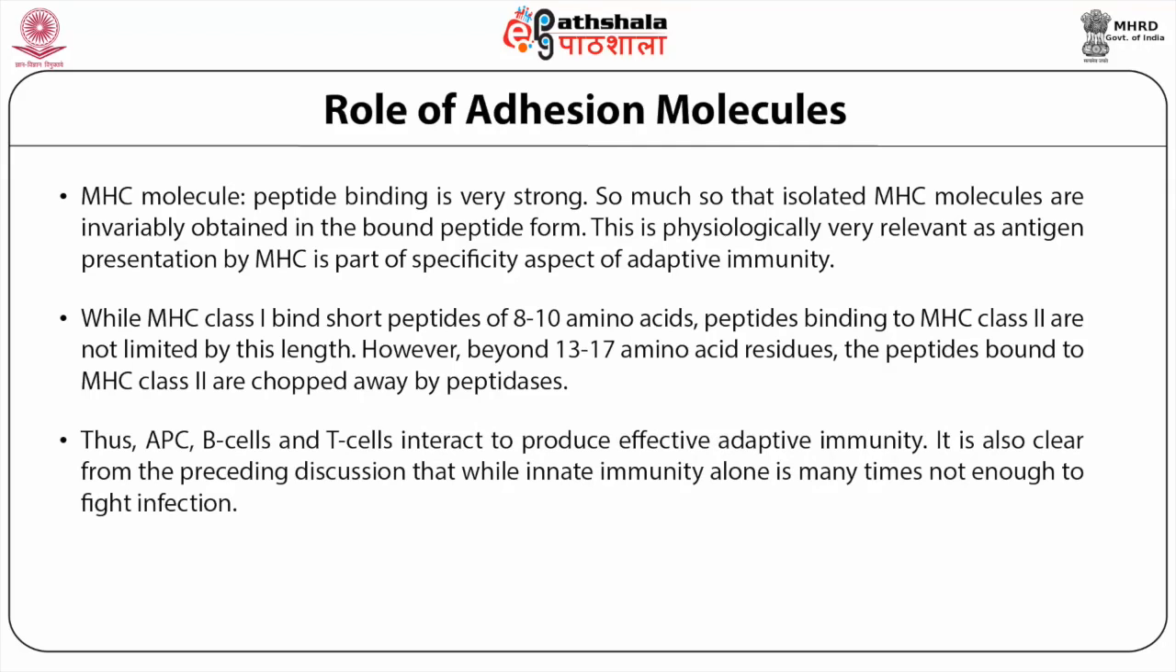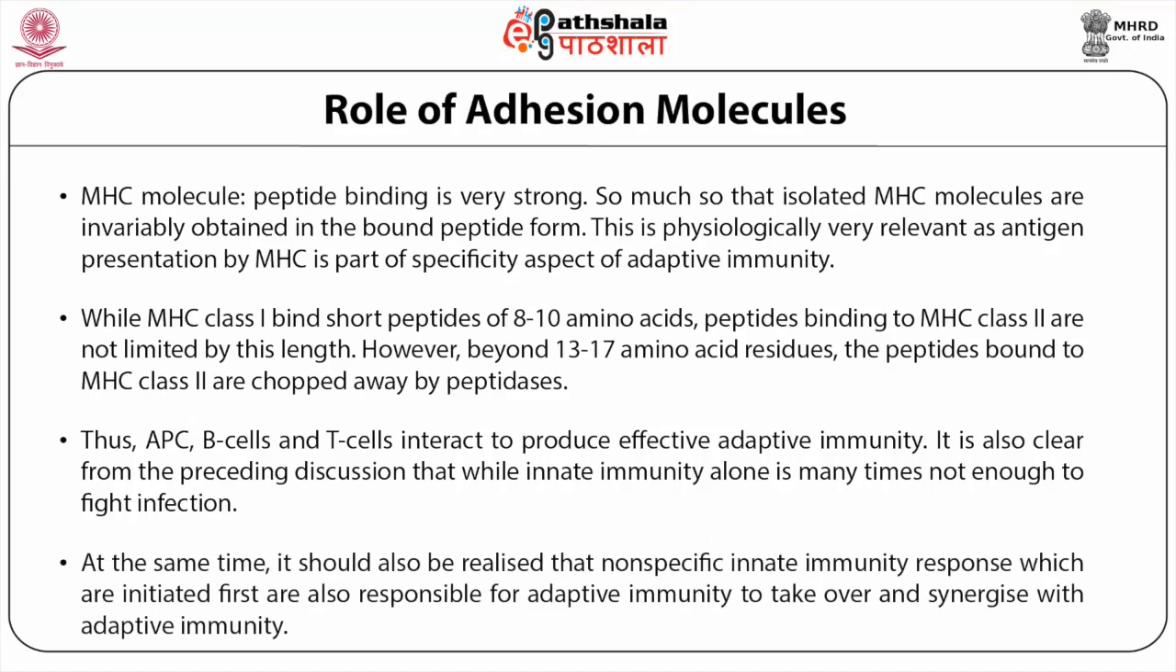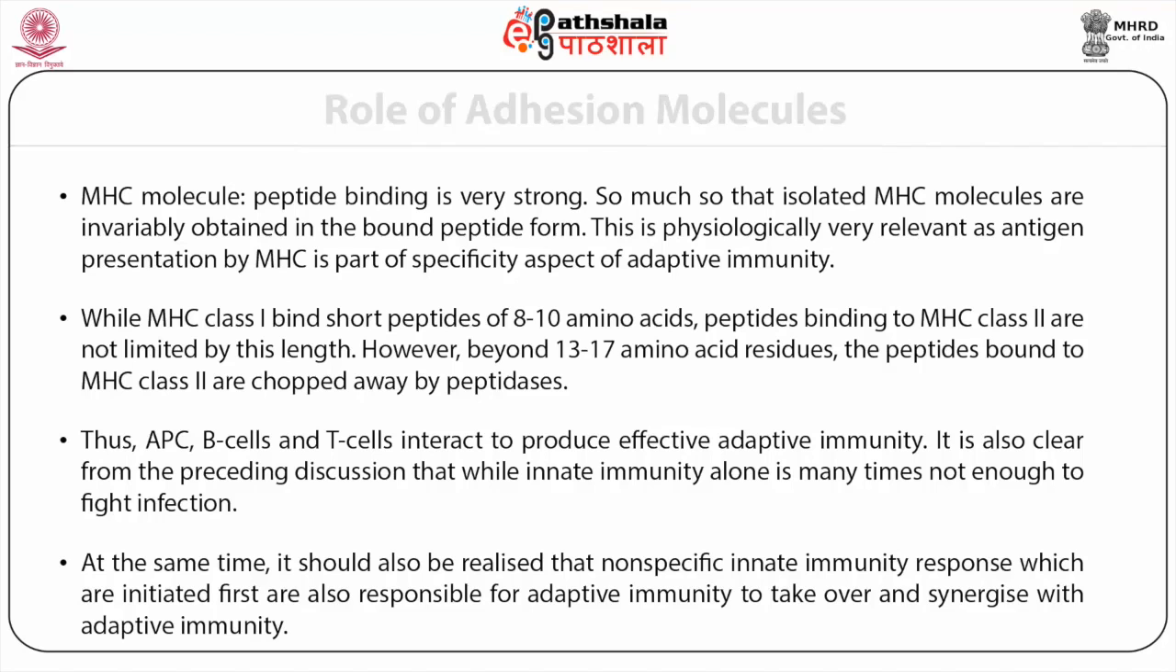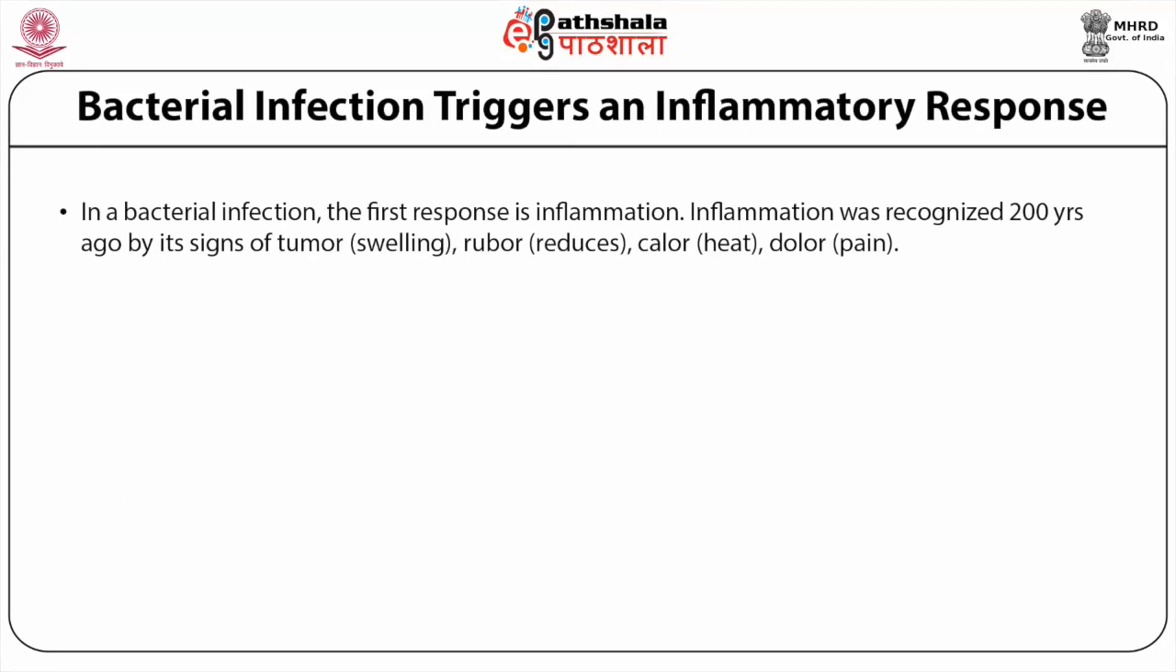It is also clear from the preceding discussion that while innate immunity alone is many times not enough to fight infection, at the same time it should also be realized that the non-specific immune responses which are initiated first are also responsible for adaptive immunity to take over and synergize with it. In a bacterial infection, the first response is inflammation. Inflammation was recognized 200 years ago by its signs of tumor, rubor, calor and dolor. These words stand for swelling, redness, heat and pain.